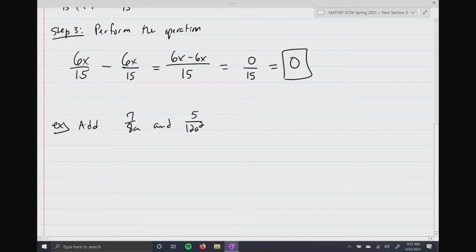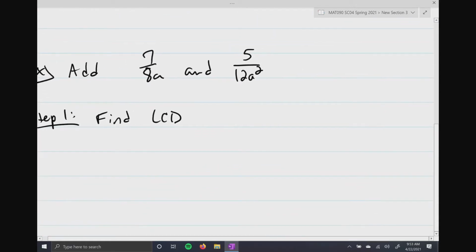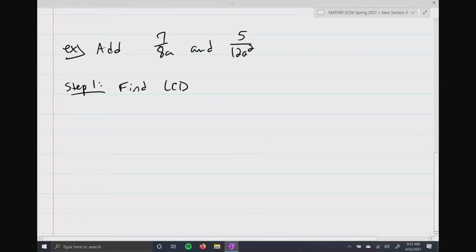Okay, so step 1. Let's find the LCD. All right, so I zoomed in. Let's take our time with this. We know we've got a's. We'll worry about the a's when we build the LCD. First number is an 8. So we'll break this down. 8 equals 2 times 2 times 2. 12 is 4 times 3 and 4 is 2 times 2. So 12 equals 2 times 2 times 3.